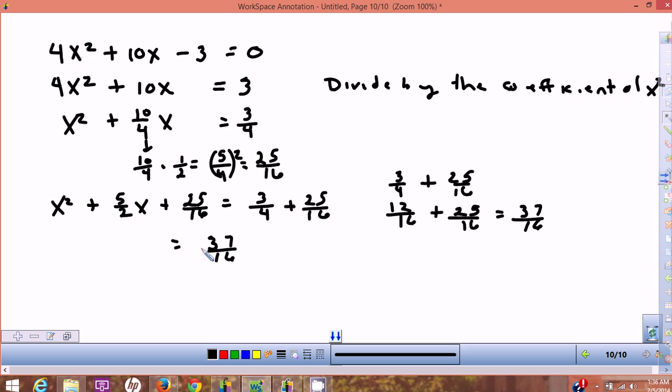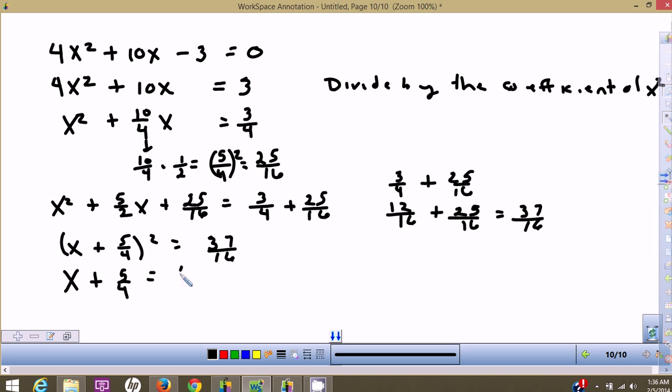Now, we need to factor the other side. x, whatever this sign is, plus what we had before we squared it, 5 over 4, squared. If you don't believe it, multiply it back out, FOIL it back out and see what you get. Take the square root of both sides. x plus 5 over 4 is equal to plus or minus the square root of 37 over 16. And now all that remains is to solve for x.